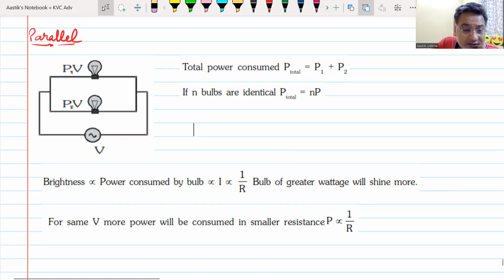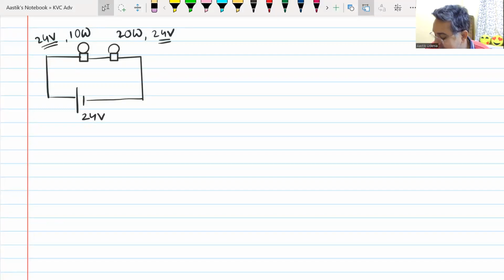We will see this with one example, and probably you will be able to understand it more clearly. Okay, so we can understand it with this example. In this example, I have two bulbs. The power rating is 10 watt and 20 watt, and they are connected across a battery of 24 volt. Which bulb will shine more? Once you understand this, you will be able to tell me the power consumed by both the bulbs. I'll give you a minute to solve it.